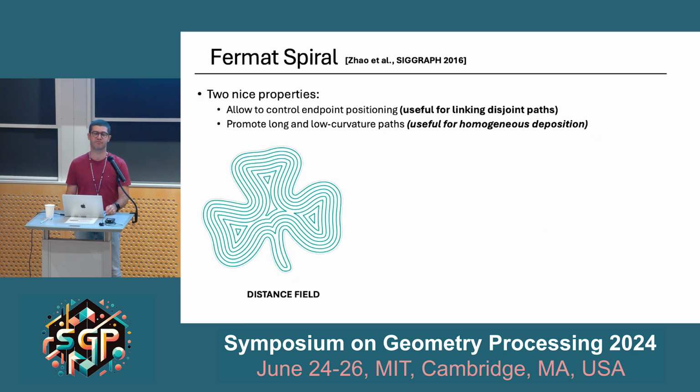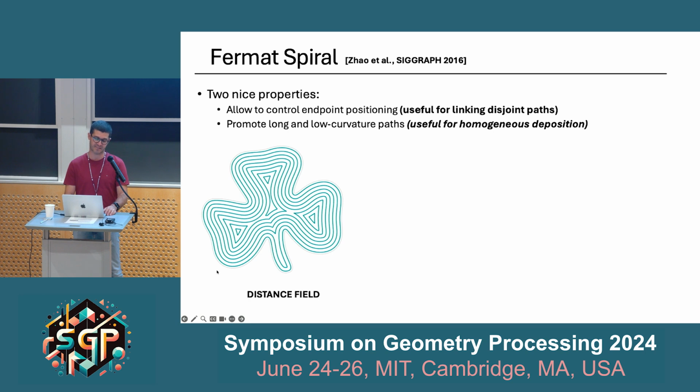One particular type of machine tool path that has been very popular in the graphics community since 2016, when it was introduced, is the Fermat spiral. These tool paths have been very popular for two reasons mainly. First of all, they allow you to precisely control where to begin and where to end your spiral. And this allows you to optimize, as we will see in a second, various aspects. And the second thing is that it naturally promotes very low curvature paths, which is nice and ideal for homogeneous deposition.